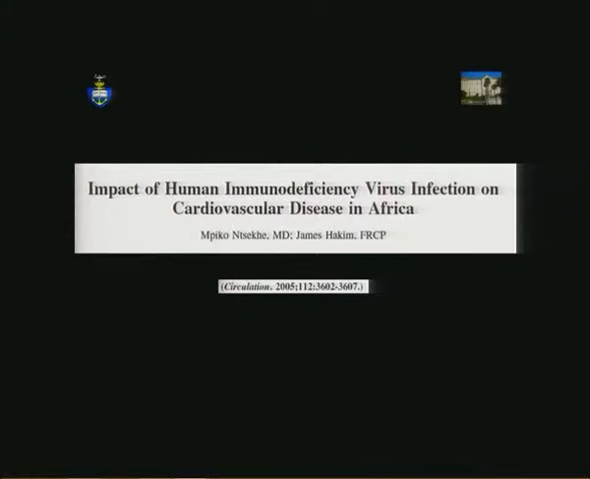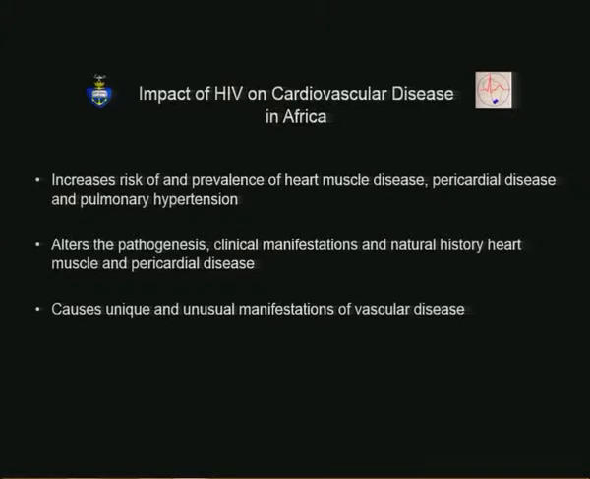A few years ago, I was invited to write a review looking at the impact of HIV on cardiovascular disease in Africa. And just to summarize the important points, what we said there was that HIV increases the risk of and prevalence of heart muscle disease, pericardial disease, and pulmonary hypertension, and that it seemed to alter the pathogenesis, the clinical manifestations, and natural history of both.